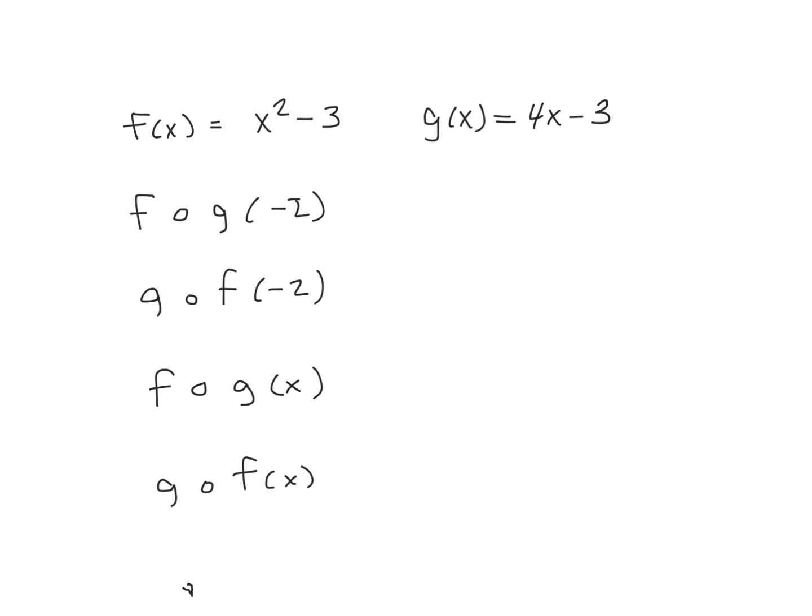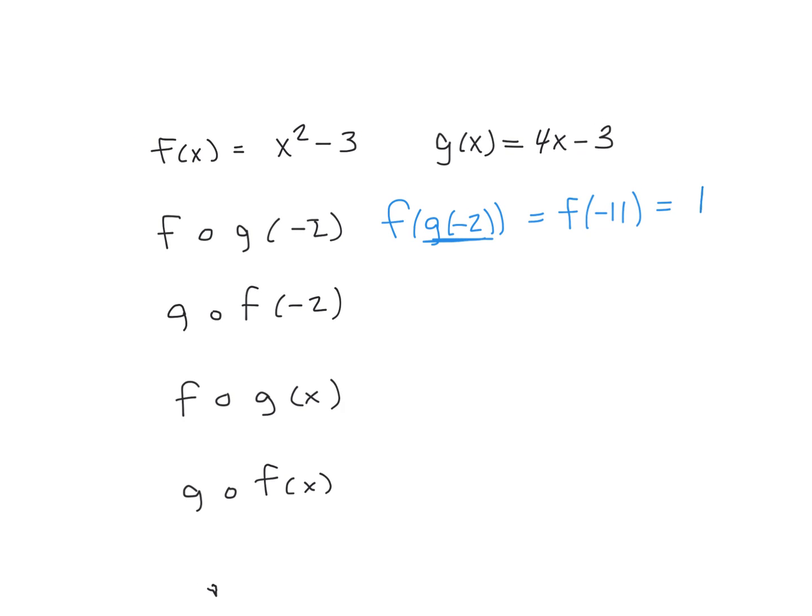Here's another example. Here I'm doing f of g of negative 2. Order is important, so I do g of negative 2 first, put negative 2 in for g, and that gives me a negative 11. Then I put negative 11 in for f. I'm going to square negative 11, which is 121, minus the 3 would be 118. The other way around, now I'm doing g of f of negative 2. I'm going to put negative 2 in for f. Square of the negative 2 is 4, minus 3 is 1. So now I'm doing g of 1, which is 4 times 1 minus 3, which is still 1.